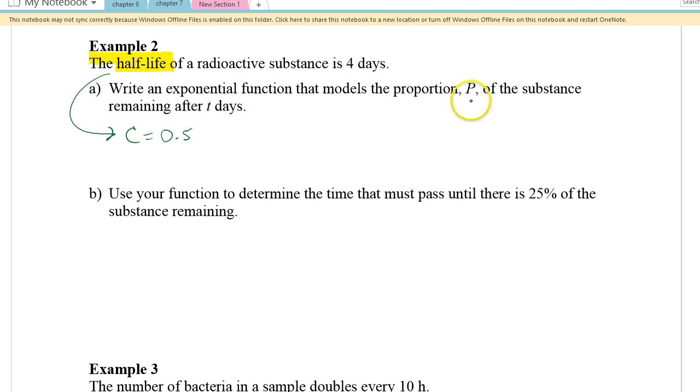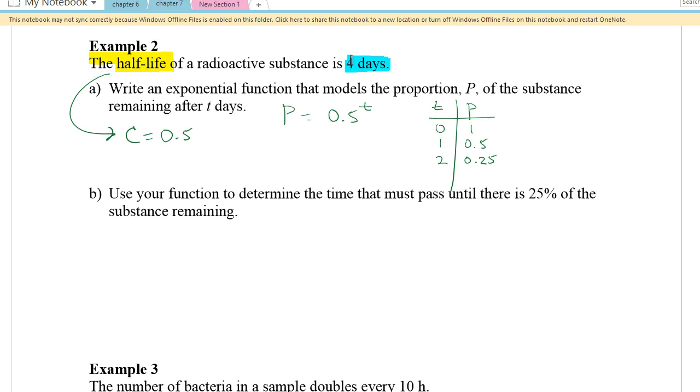So we're supposed to set something up where P is equal to the proportion after T days. So why don't we try this? 0.5 to the power of T. So if we set something like that up, let's just try our function out. If we put T and then we put P over here, at 0 days we would still have 100% of it. After 1 day we would have half of it. After 2 days then we would have 0.25. This doesn't quite work out because the problem is this 4 days here.